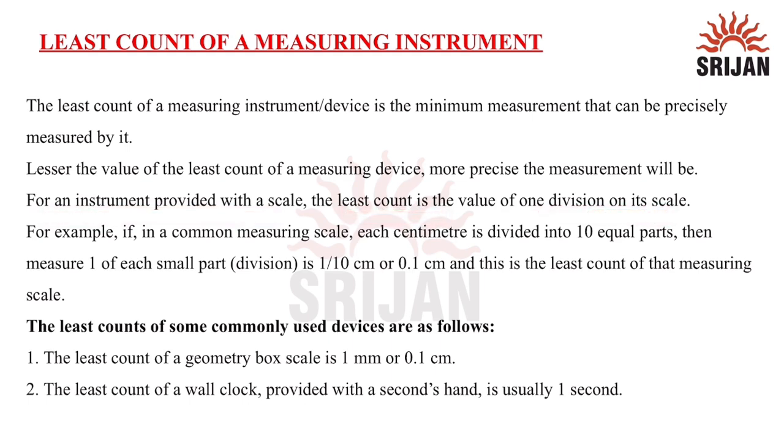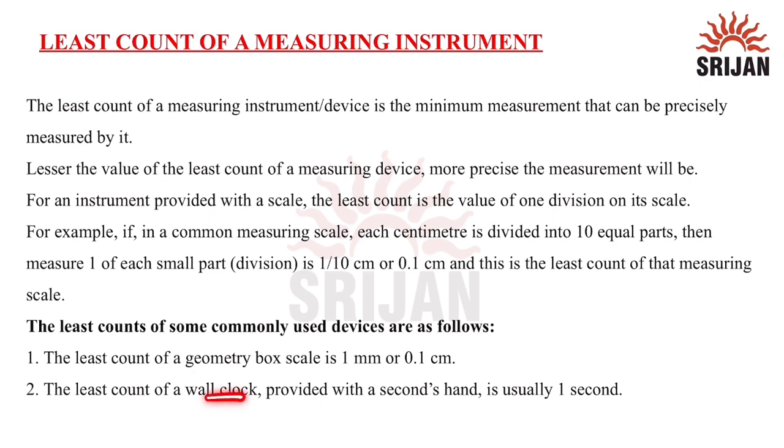For example, if in a common measuring scale, each centimeter is divided into 10 equal parts, then the measure of each small part, that is division, is 1 by 10 of centimeter, that is 0.1 centimeter. And this is the least count of that particular measuring scale. The least count of some commonly used devices are as follows. So, least count of a geometry box scale is 1 millimeter or 0.1 centimeter.